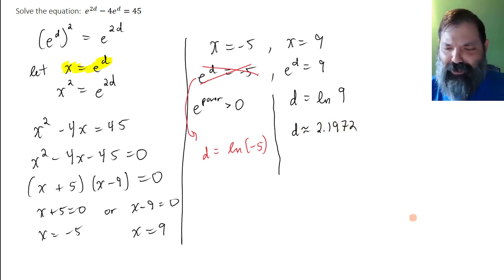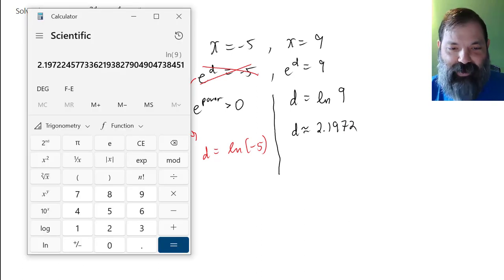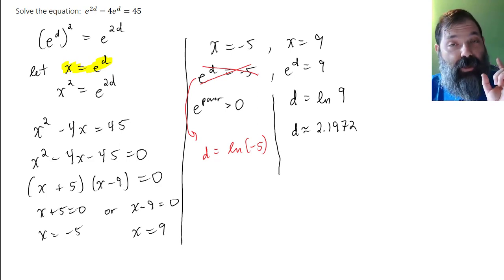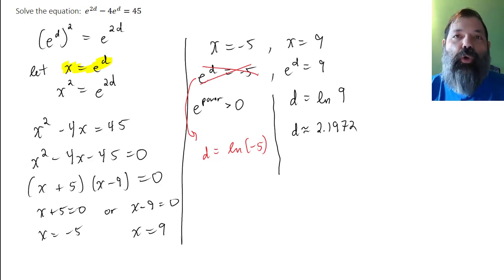Let me make sure I copied that right. Yeah. So this gives us one solution. There's one solution to the equation. This gives us one solution of the equation, which is exactly the natural log of 9, or approximately 2.1972.